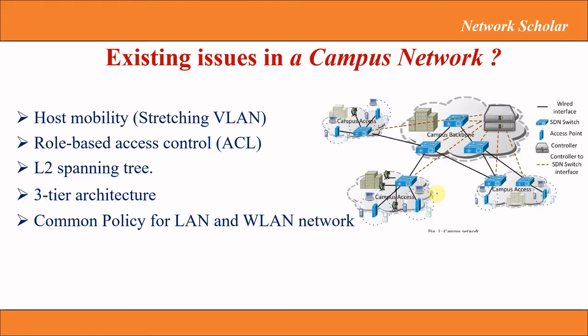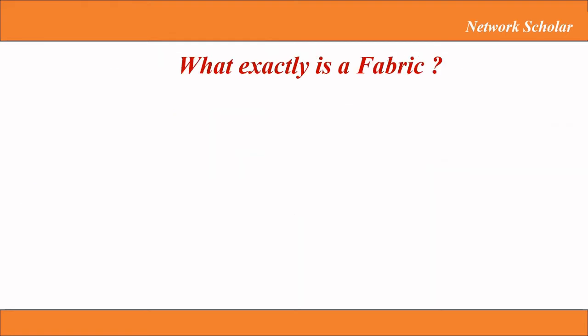So these are the issues that we have in our existing network. By keeping those issues in mind, we are going to the software defined network. Cisco has provided SD-Access, which is the enterprise solution for the campus network. So what exactly is a campus network? We have learned that. Now we will see what exactly a fabric is.